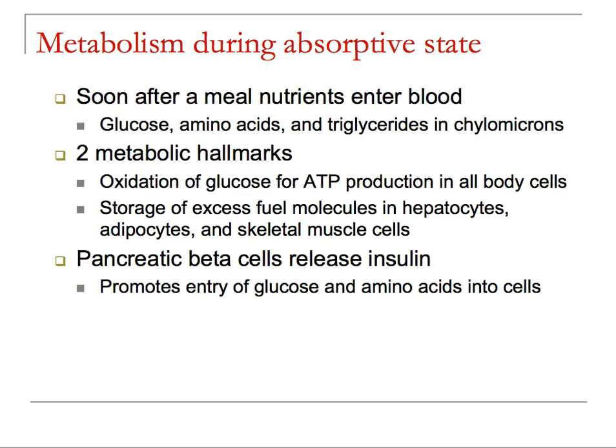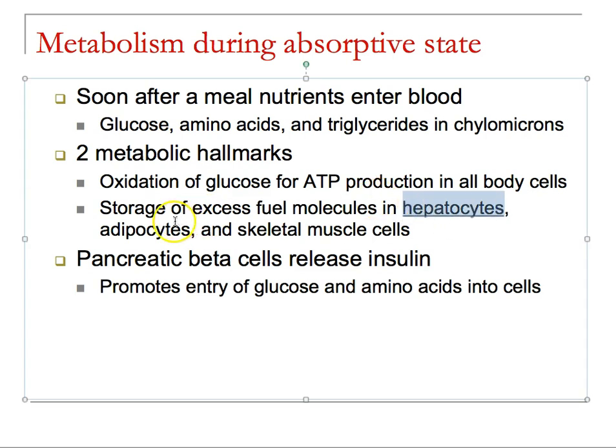soon after a meal, you're going to have glucose, amino acids, triglycerides inside those chylomicrons, everything we learned inside chapter 24. Nobody lied to you. You have 2 metabolic hallmarks where oxidation of glucose for ATP is what's going to happen. But remember, we're going to store excess fuel molecules inside hepatocytes. Underline that. Adipocytes. Underline that. And skeletal muscle cells.